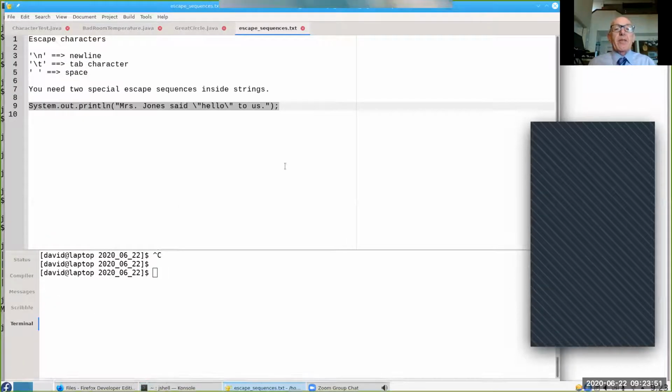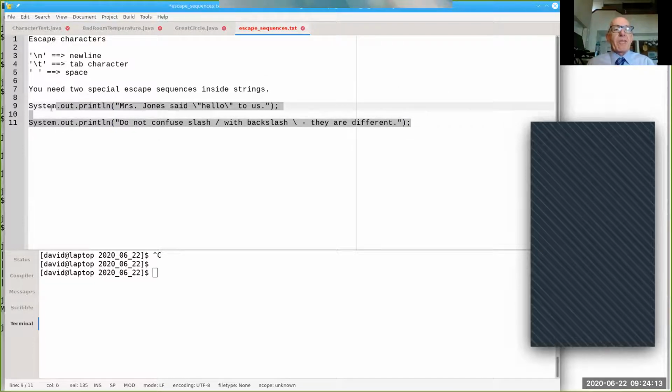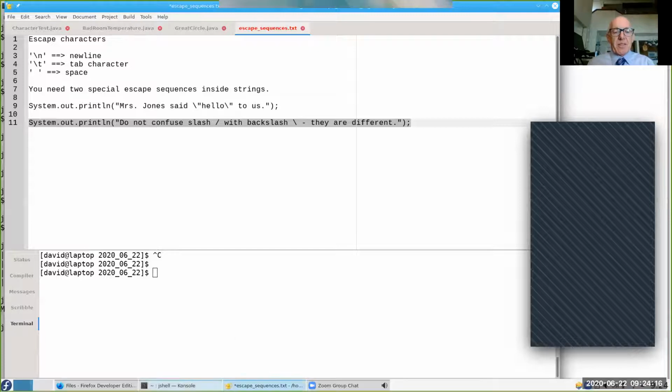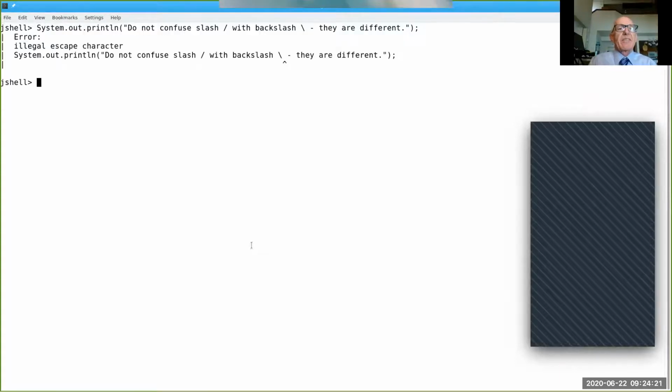There's one other thing that I need to do. What happens if I want to say something like this? Do not confuse slash with backslash. They are different. Let's see what happens if I try and run that. Let's copy this and paste it into the shell. It says illegal escape character. Backslash says, hey, I'm introducing one of these special escapes, but backslash space doesn't mean anything.